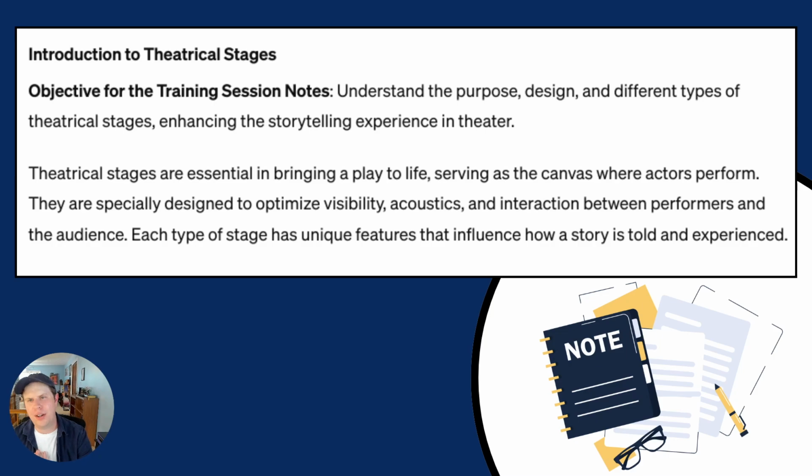Our objective today is to understand the purpose, design, and different types of theatrical stages that are used to enhance the storytelling experience in theaters across the world. Theatrical stages are essential in bringing a play to life, serving as the canvas where actors perform. They are specially designed to optimize visibility, acoustics or sound, and interaction between performers and the audience. Each type of stage has unique features that influence how a story is told and experienced. It's the platform where art happens. It's the platform where that drama or that play or whatever experience it is in a theater is going to be delivered to the audience.